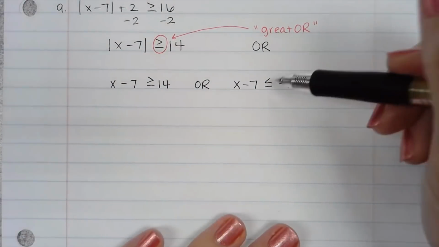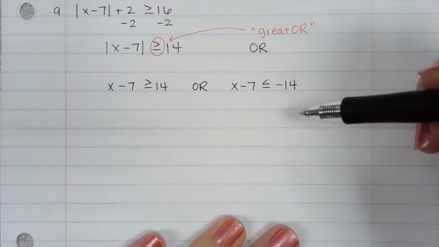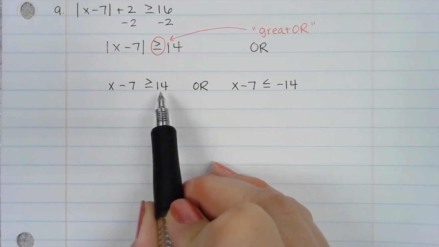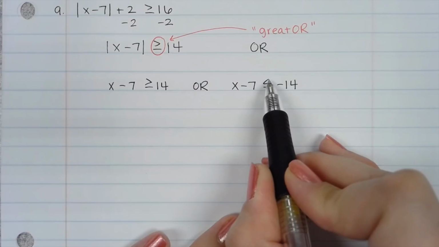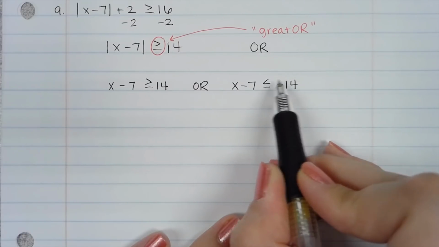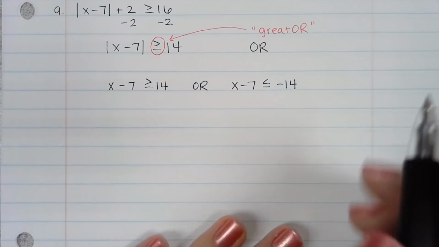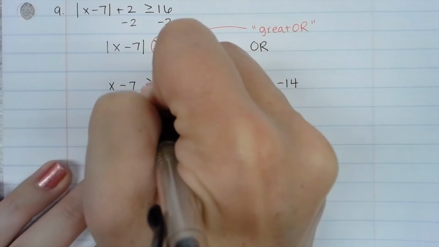Make sure that you see on your papers that the direction of this sign switched directions, and then this one said positive 14, and this one says negative 14. So it's kind of like this one switches to the opposite direction, and then this one switches to the opposite sign. You'll solve these each individually.